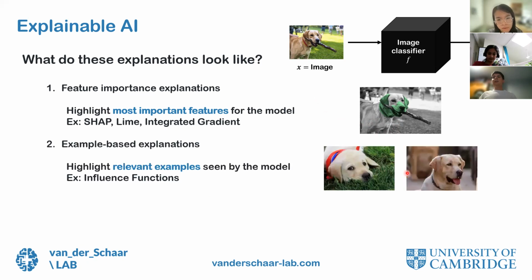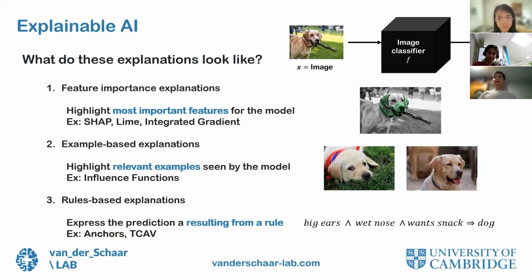A second approach is given by example-based explanations. These explanations will typically contextualize the prediction by presenting similar examples from the training set. In our case, this might be images of other dogs that the model has previously seen and that resemble the dog that it has to classify at the moment. The third example of explanation is given by rule-based explanation. Here, these methods present a reasoning that might involve abstract concepts. By following the reasoning, you arrive at a prediction. So for instance, if you have an image that has big ears, a wet nose, and some animal that wants a snack, then you know that you are observing a dog.